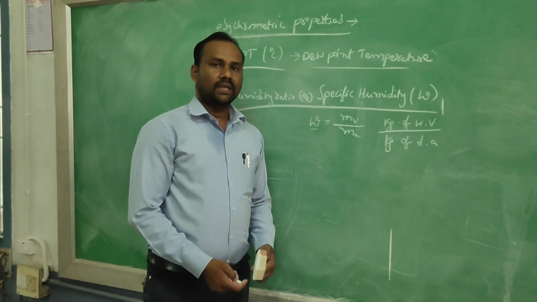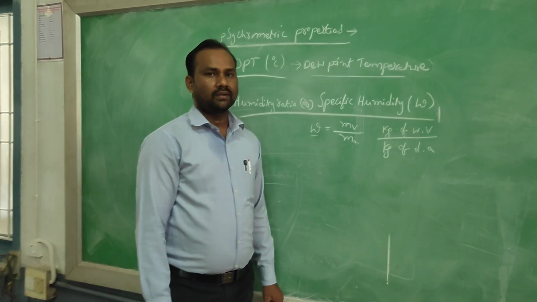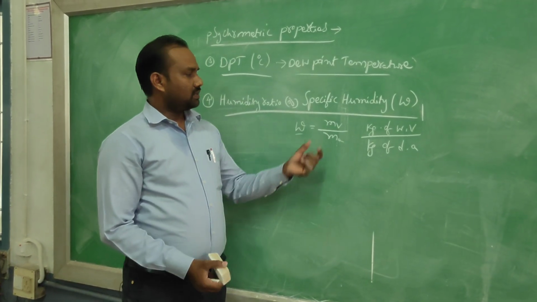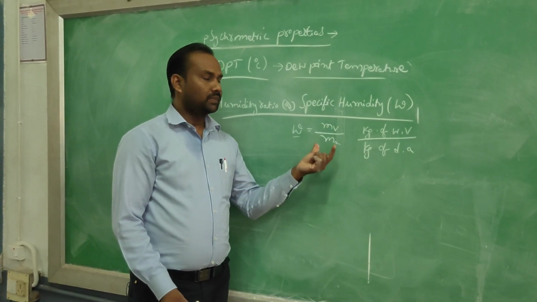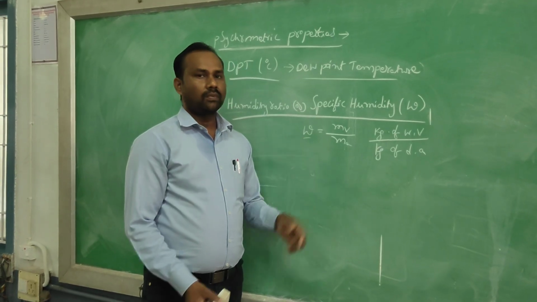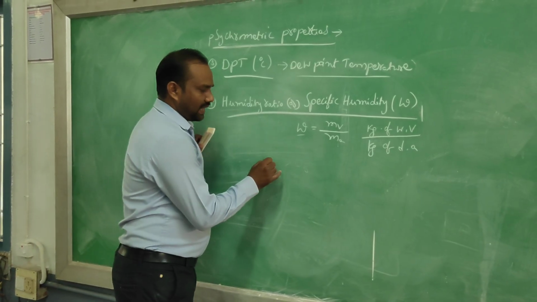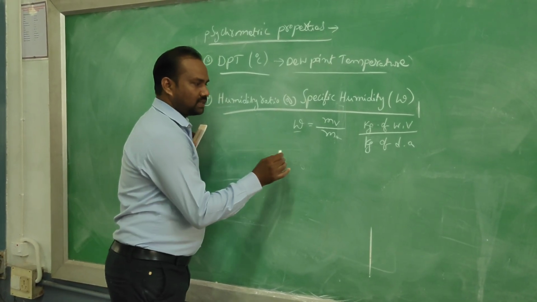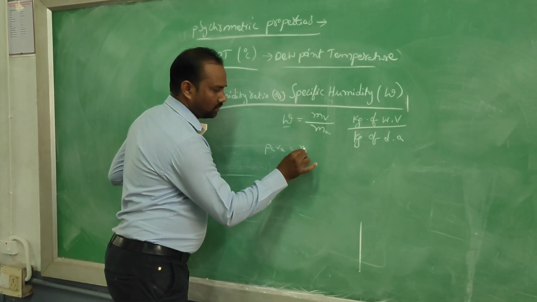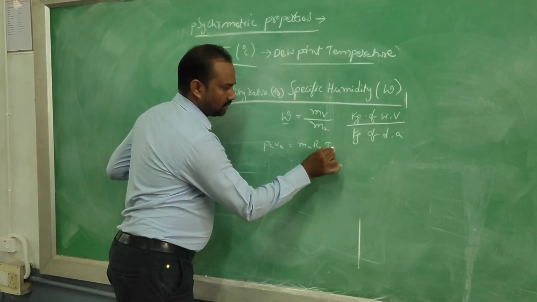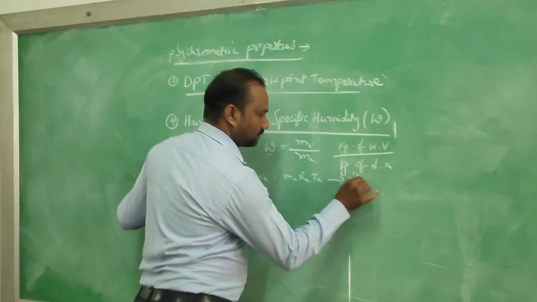In general, atmospheric air contains mostly dry air rather than water vapor. So the numerator is a very low value compared to the denominator, and automatically the value of omega for the given moist air is very small, in fractions. We know the characteristic gas equation, and if it is applied for dry air, then PA VA equals MA RA TA.